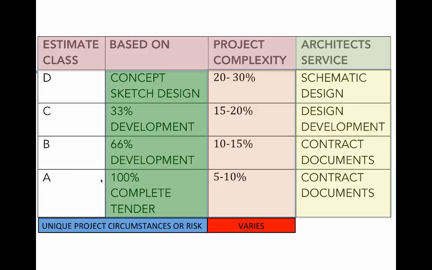One is a concept sketch design, which has that level of variance depending on the complexity of the project. And then that changes as it goes through to 100% complete tender for your final cost estimate. And that's the different relationship to our phases of work.